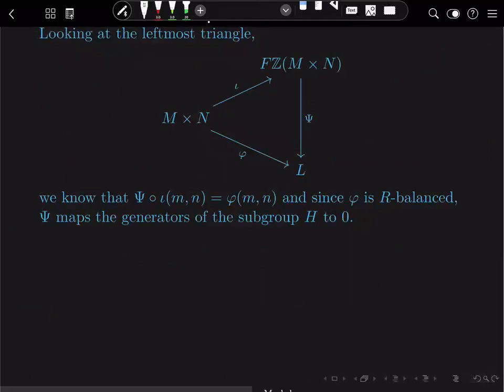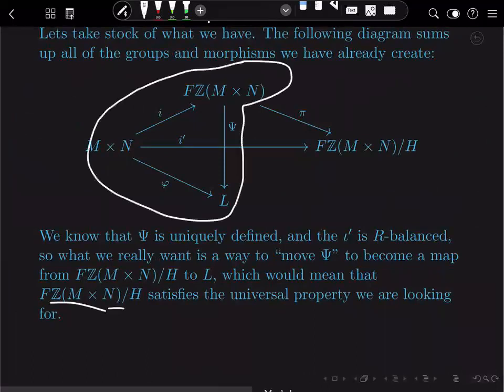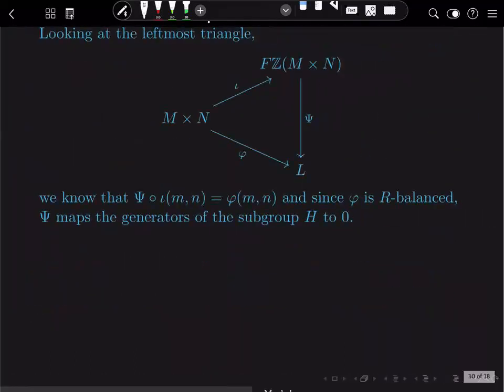If we look at the leftmost triangle here, we know that this composition, psi composed with I, is equal to phi of M comma N. We know this just from it being commutative, it's forced to be commutative, and we take it and extend it linearly, as we said in a previous slide. We simply extend phi linearly to all sums.